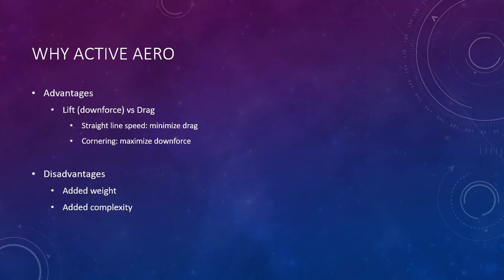Active aerodynamic devices take optimization to the next level. The goal of these systems is to get the best of both worlds when it comes to straight line speed and minimizing drag and maximizing downforce for optimal cornering. These systems are generally heavy and complex, so it's not ideal for your standard consumer cars. However, you typically see them either in motorsport racing or in your high-dollar supercars.